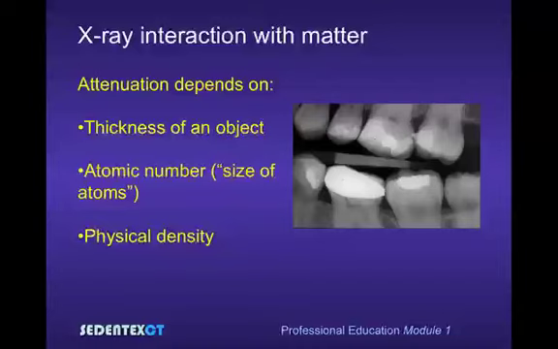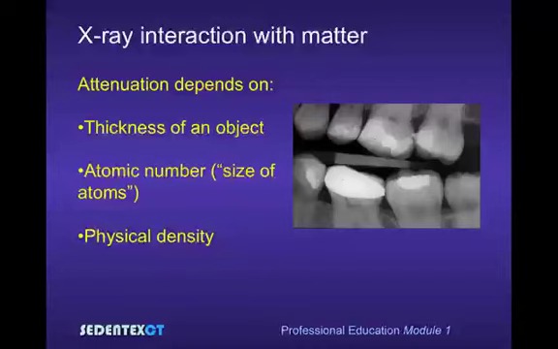The amount of attenuation that occurs when we X-ray an object depends on three factors: the thickness of that object, its atomic number, which is essentially the size of the atoms, and also the physical density of that object.